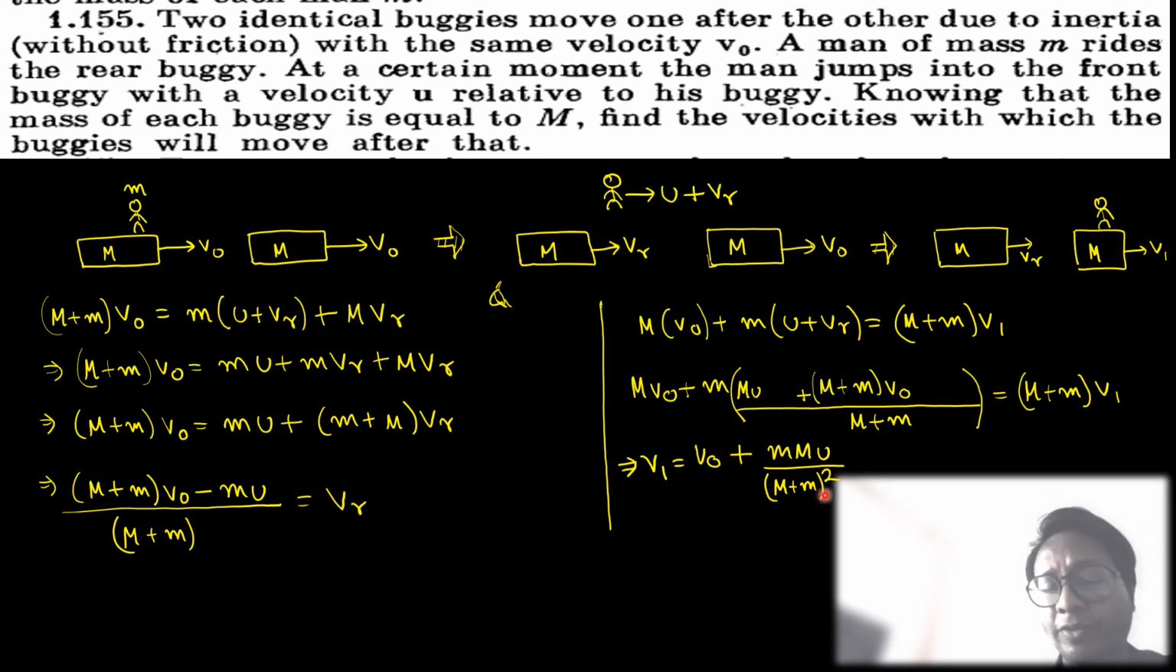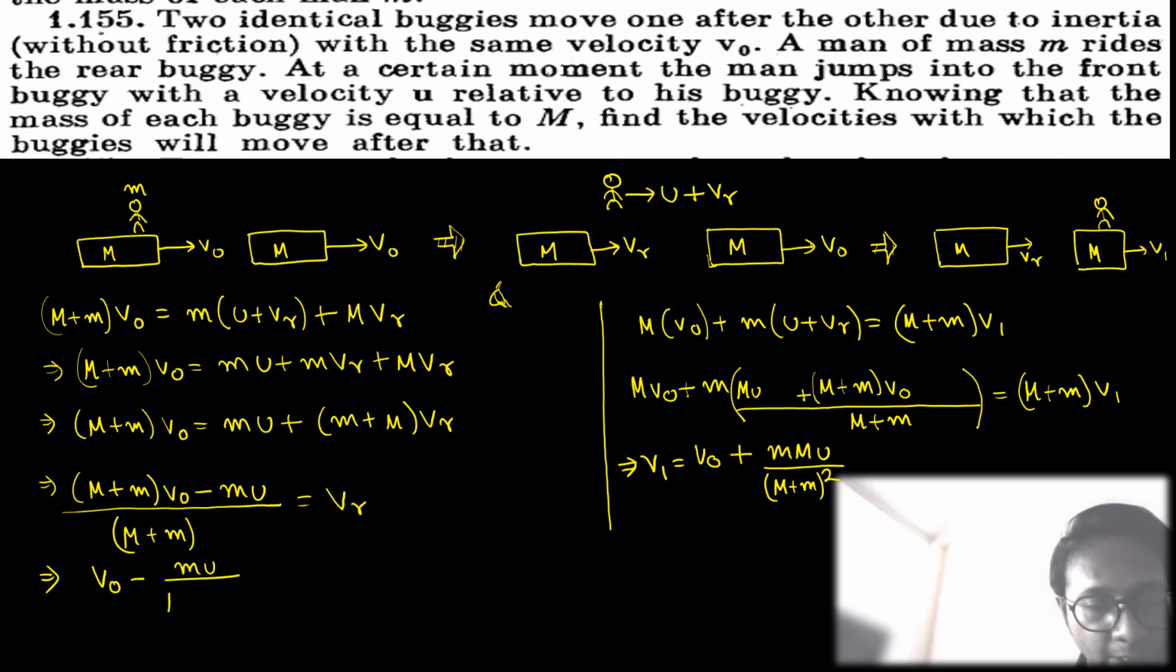Just do the calculation yourself. This is simple algebraic calculation. Similarly, you can simplify this as, if you divide M plus m by M plus m, this is nothing but v naught minus mu by M plus m, is equal to vr.